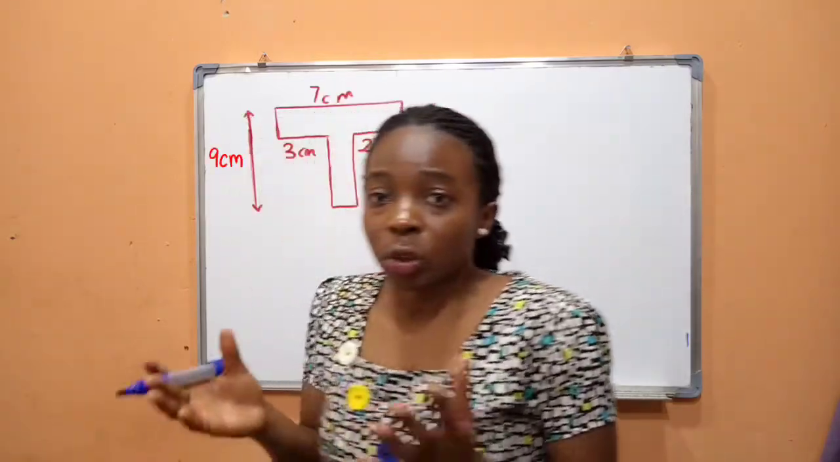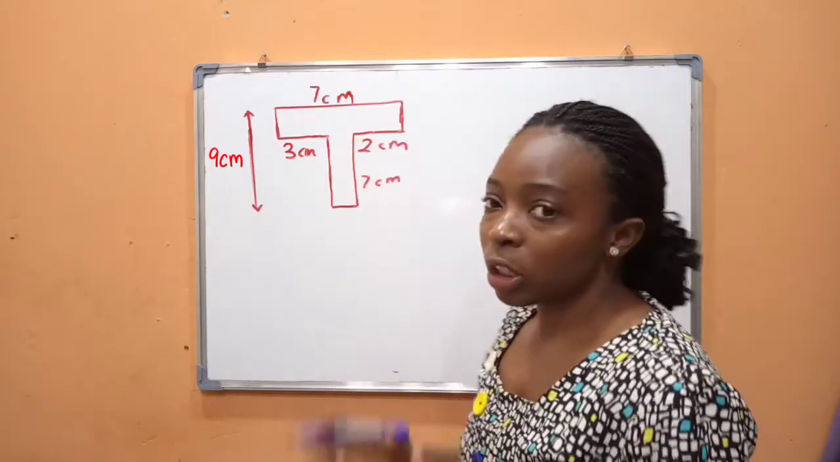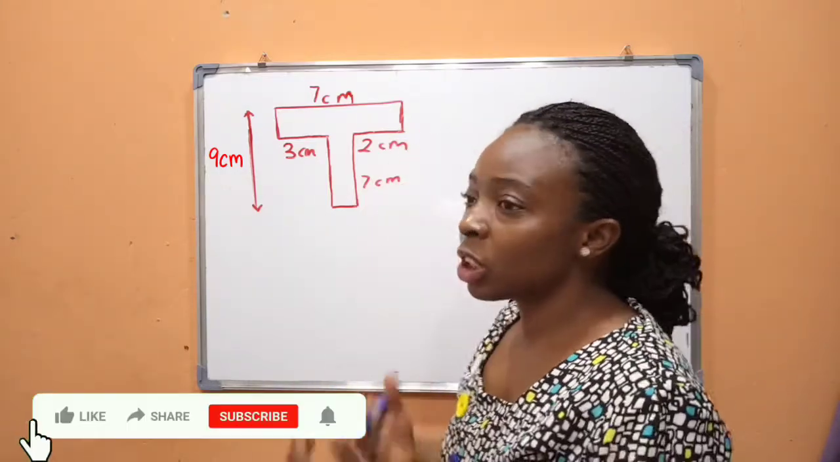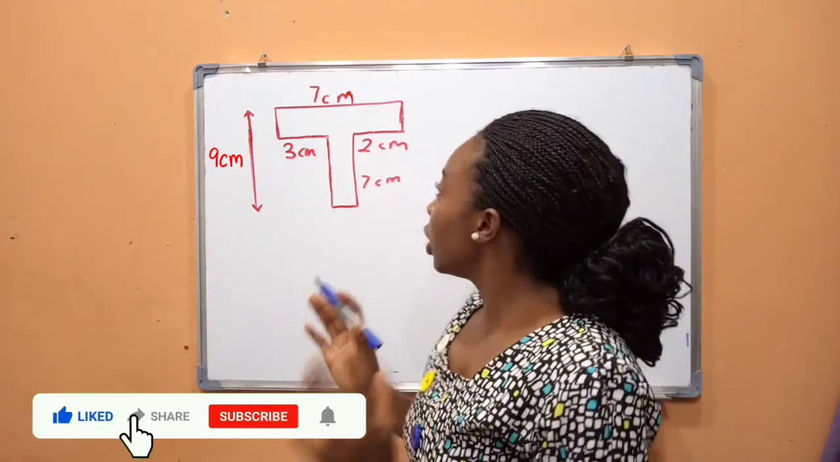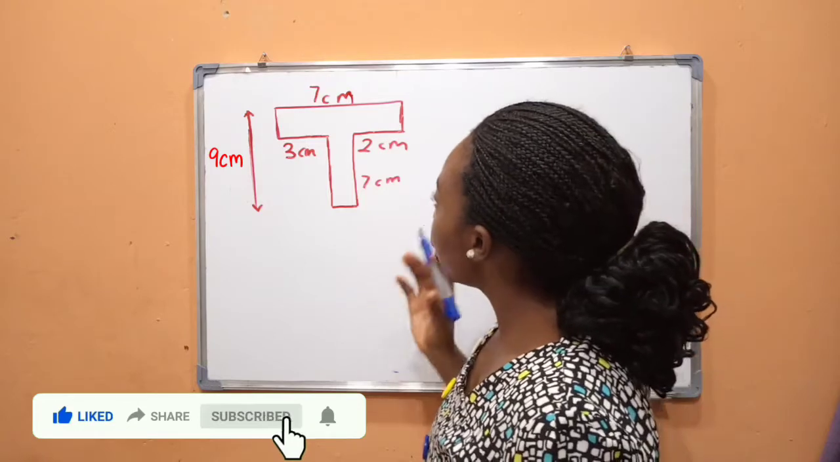Hello, it's Chinelo here, and in today's lesson, we are going to be learning how to find the area of irregular shapes. So when you're given something like this, how do you go about solving it? Now you need to note something. An irregular shape is a combination of regular shapes, okay? An irregular shape is a combination of regular shapes.